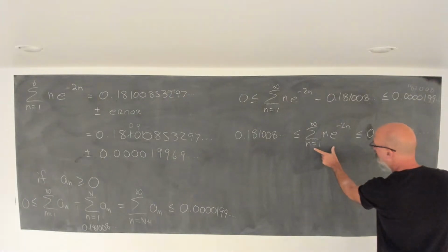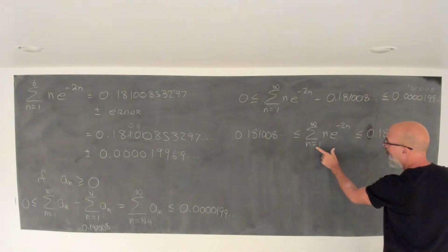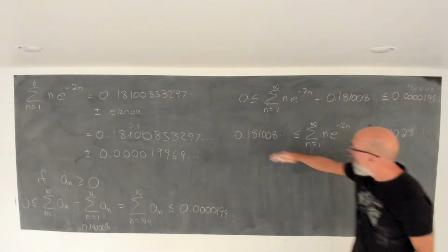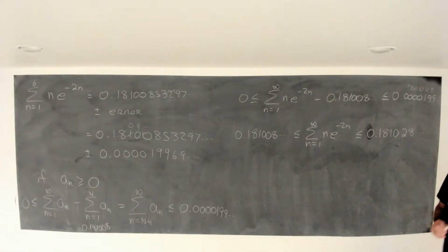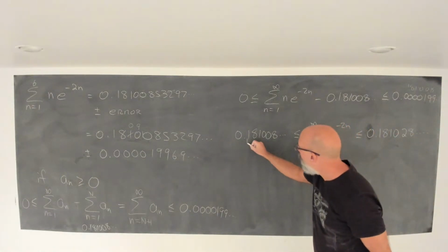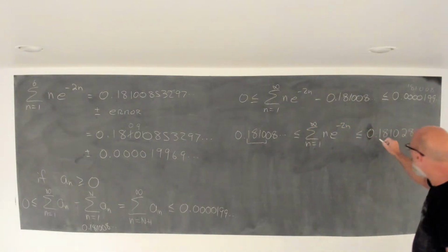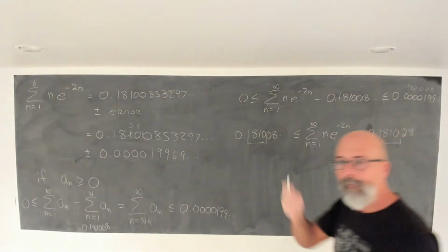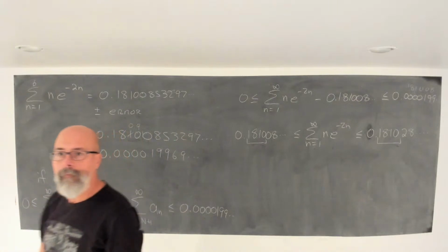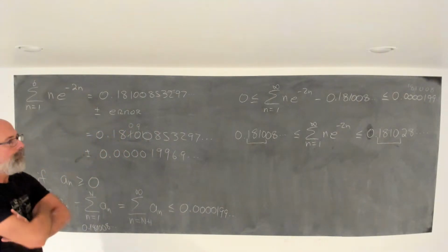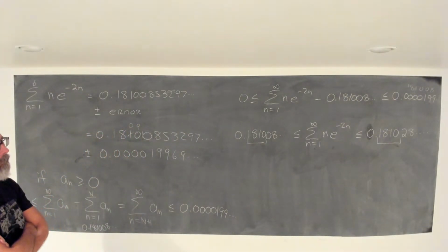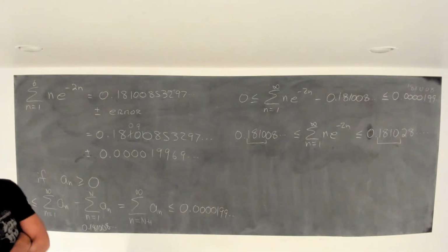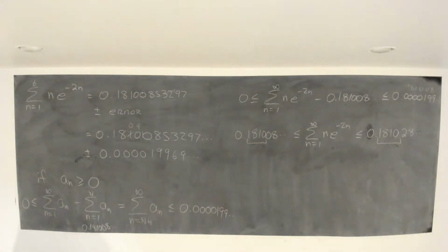right? So what the series converges to is some number between these two. And you see that the first 4 decimal places are the same. There it is. All right.